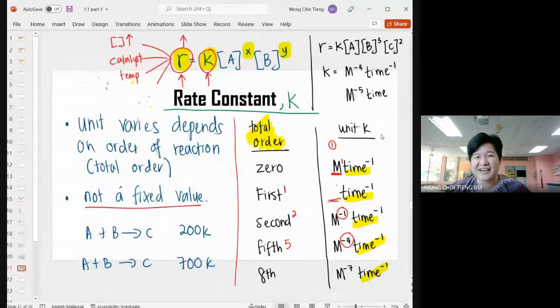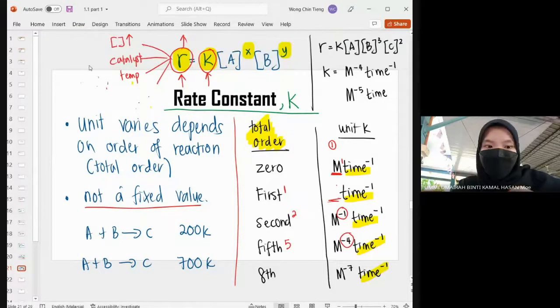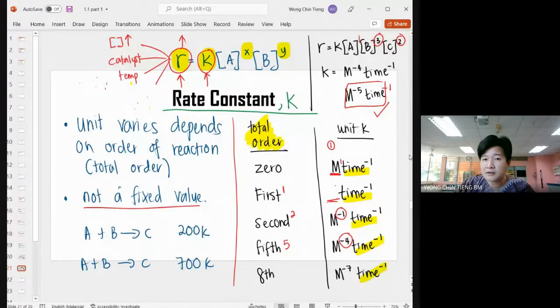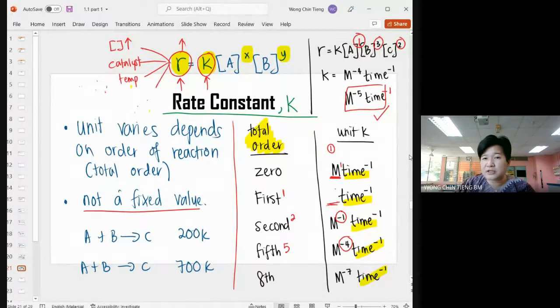Alright, where were we? Okay, -4 or -5, which one? -5. Okay, sorry, -5. Why -5? 3 plus 2 plus 1, so the total order here is 6. When the total order is 6, the unit of K will be M -5, time -1. Simple. Can you do it? Easy. Alright, very easy.